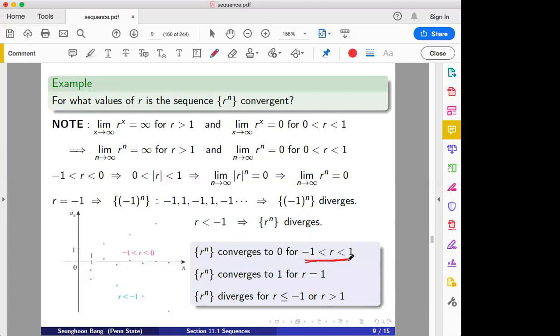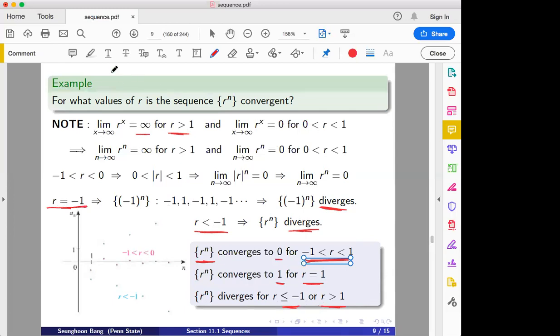So we have this conclusion. When r is between -1 and 1, the sequence r to the n converges to zero. When r equals 1, very clear: 1 to the power n is just 1, converging to 1. r to the n diverges for r less than or equal to -1, or r greater than 1. So r greater than 1 diverges, r less than -1 diverges, and r equals -1 diverges. We can combine three cases. This is the idea.